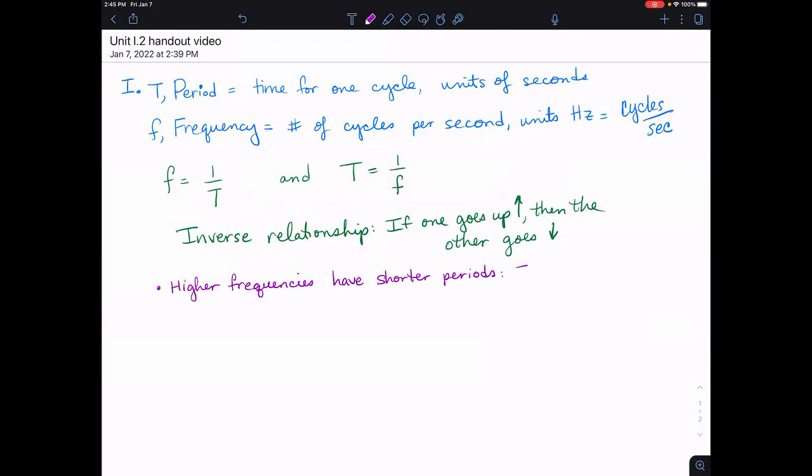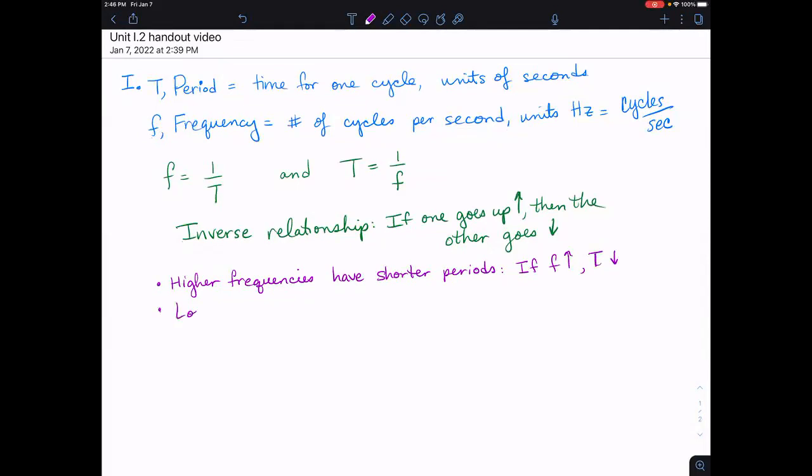One way to write that is if F goes up, then the period T goes down. And also for lower frequencies, we'll have longer periods. Meaning if the frequency goes down, the period goes up. That's what the inverse relationship means.